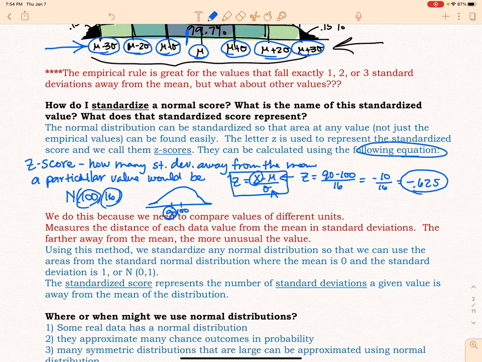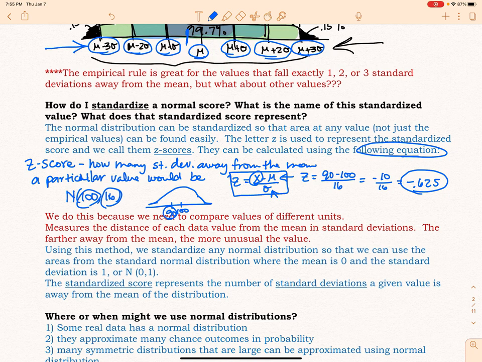That tells you in relation to other values where it falls on the entire distribution. So that's what a z-score is. Z-scores are just standard deviations. How many standard deviations from the mean will I be?